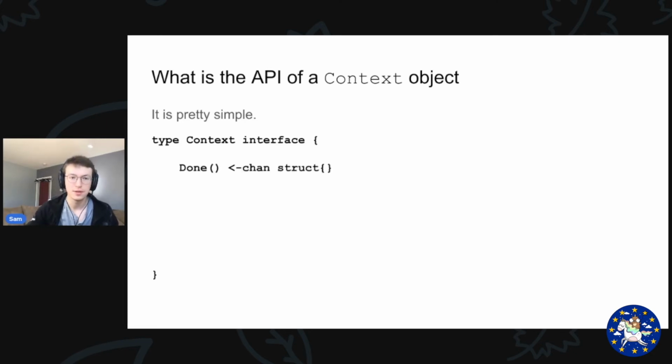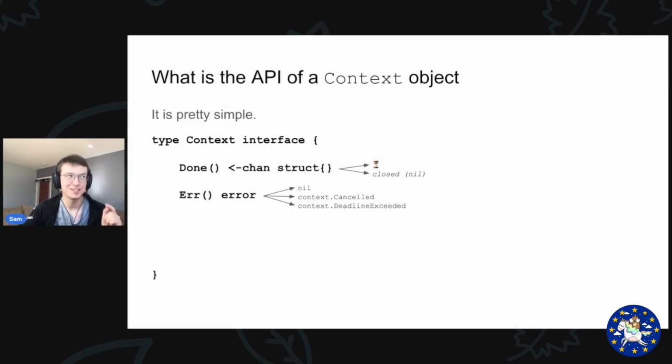You can call Done on it, which will either hang because the context is not done, so it'll just spin if you're pulling from that channel, or it will immediately return because the channel was closed. So if the channel is closed, the context is done. Err will return one of three things: either nil if the context is not done, or if the context is done or canceled. There are two types of cancellations. One is Canceled, so it'll return context.Canceled if the cancel function was called, or context.DeadlineExceeded if the timeout caused the context to be canceled.